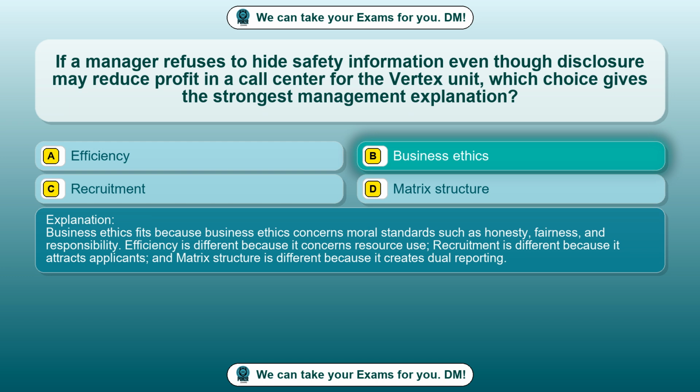Efficiency is different because it concerns resource use. Recruitment is different because it attracts applicants, and matrix structure is different because it creates dual reporting.